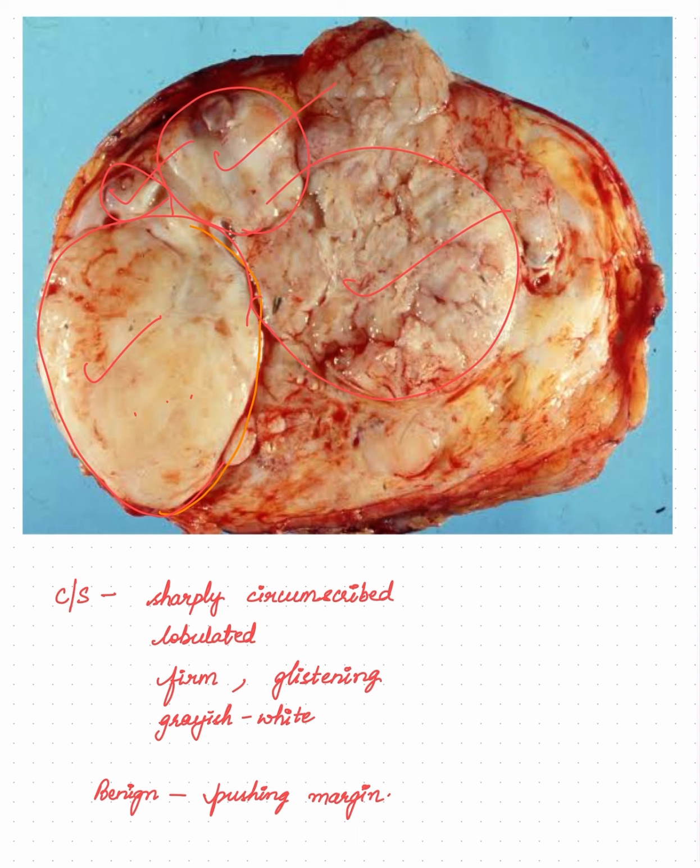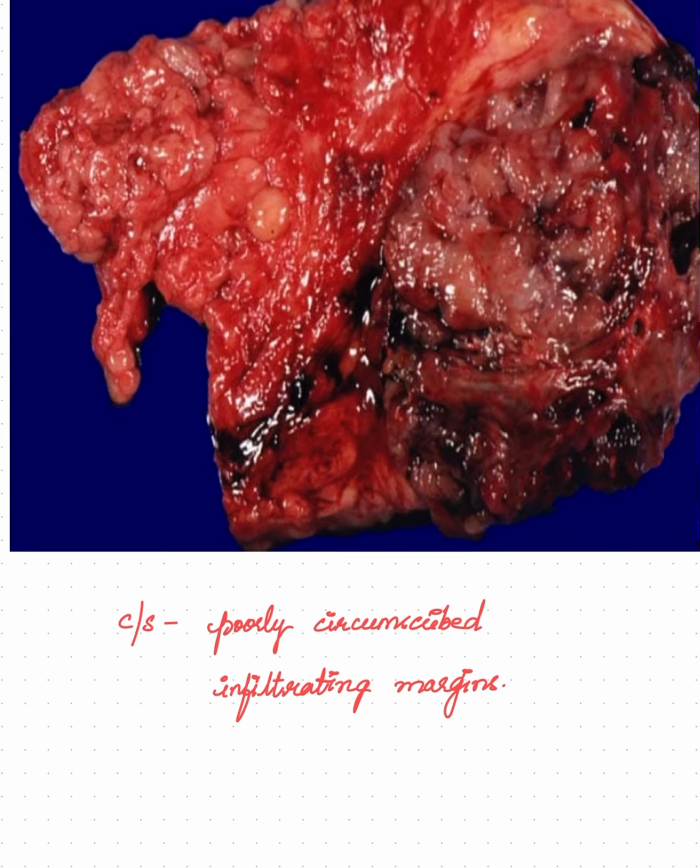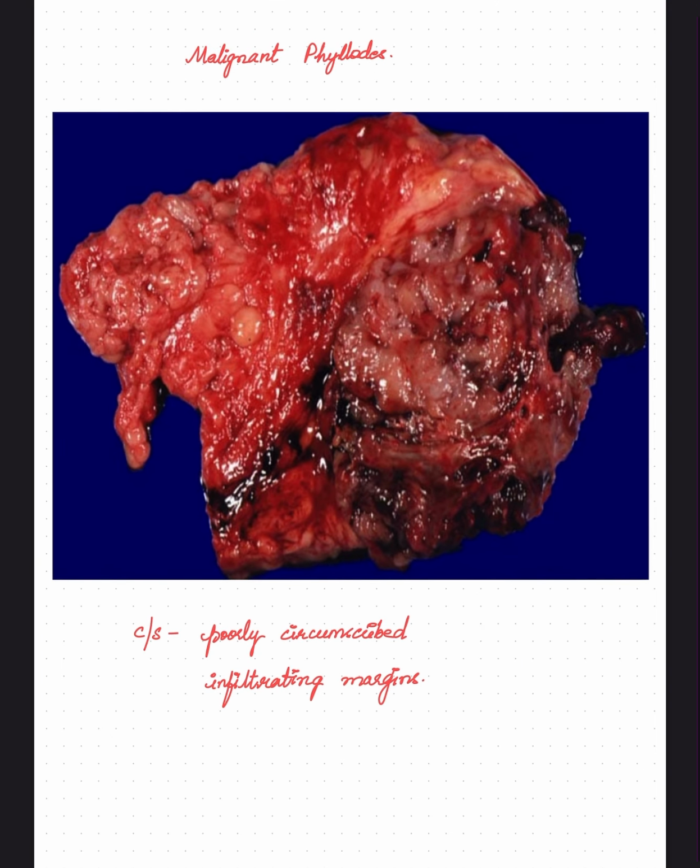The benign tumors have pushing borders, like the borders push into the adjacent tissues. Though they are demarcated, they have pushing margins. Whereas the malignant Phyllodes are poorly circumscribed. You cannot distinguish where the tumor is confined to. You cannot differentiate the margins, and they have infiltrating margins. They infiltrate the surrounding normal tissue as well. They do not have any sharp demarcation; you cannot identify sharp margins.